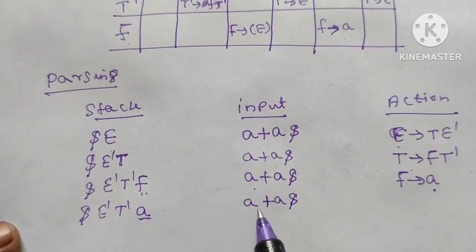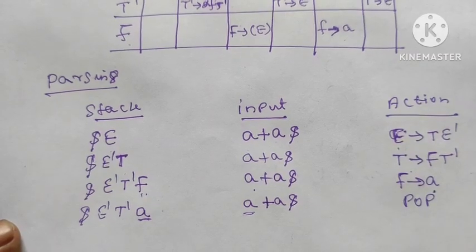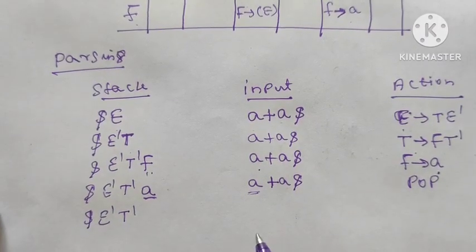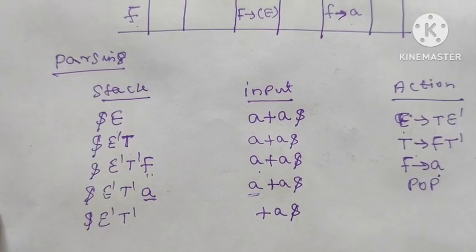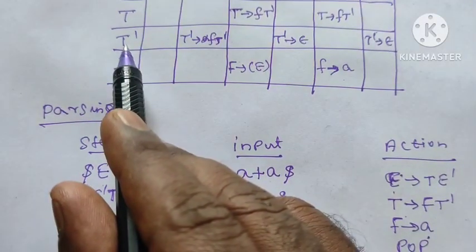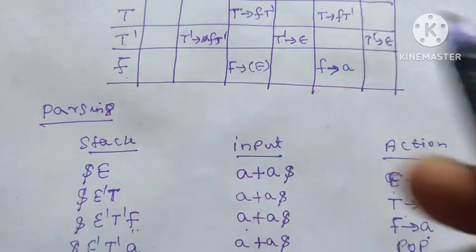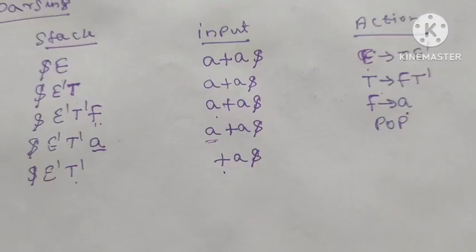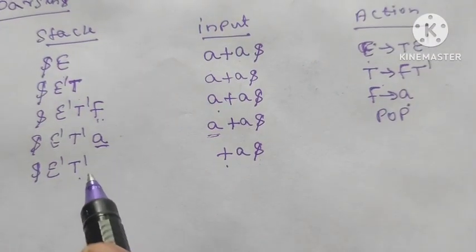Now on the left side you have a and on the right side also you have a. Since both are terminals and both are equivalent, you have to pop it out. So pop. When you pop it, what will be remaining? Remaining is dollar e dash t dash, and here this a goes off, plus a dollar will be remaining. Now you see on the left side you have t dash, on the right side you have plus.